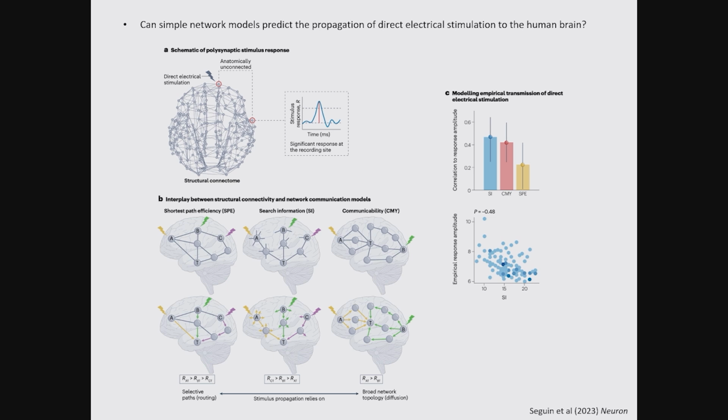And just to be clear, this is signal propagation via a causal intervention traveling at millisecond resolution between anatomically unconnected regions. And we can use these really simple models that are analytical transformations of your structural connectivity matrix, and we can predict that with pretty good correlations.